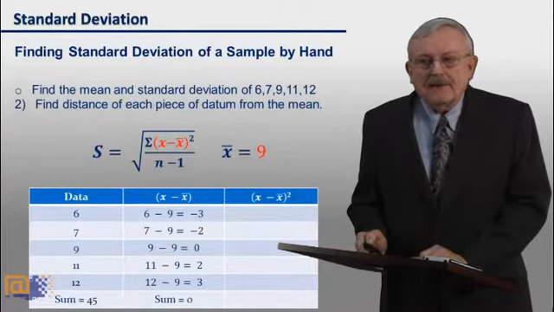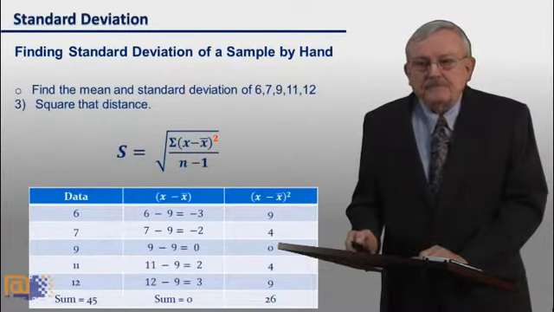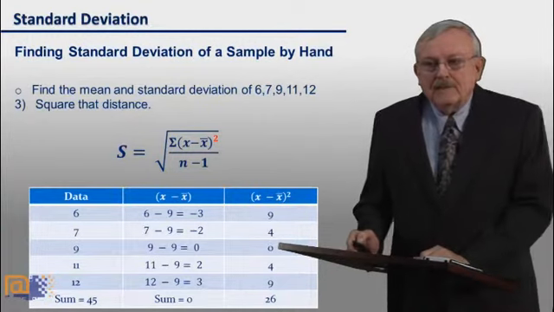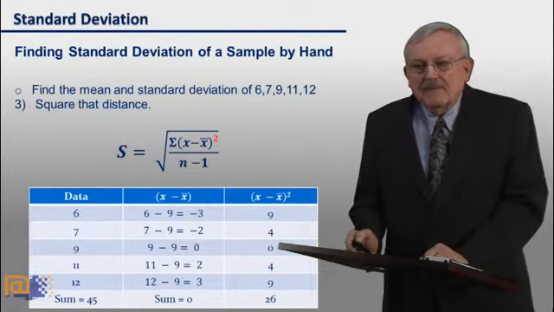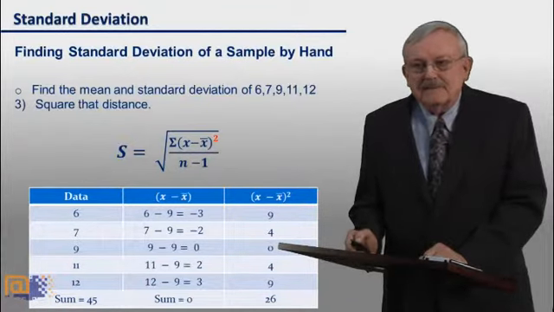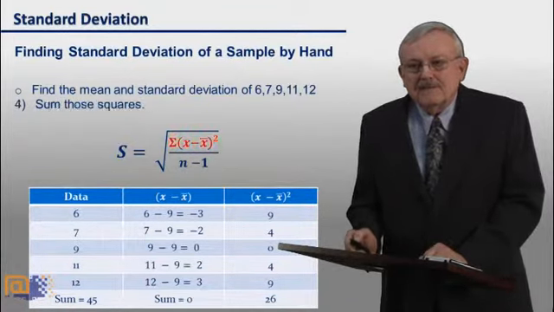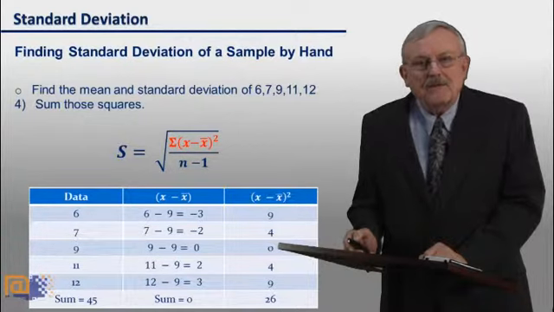In the right-hand column, we square each of the results in the center column so that we have 9, 4, 0, etc. And that sums to 26. So that 26 represents the sum of (x minus x bar) quantity squared.